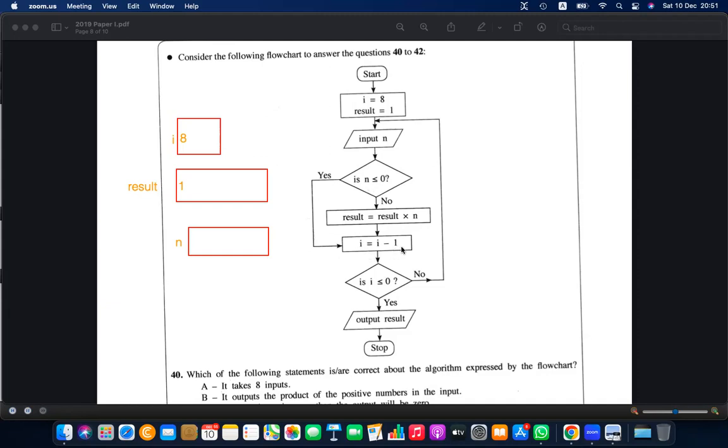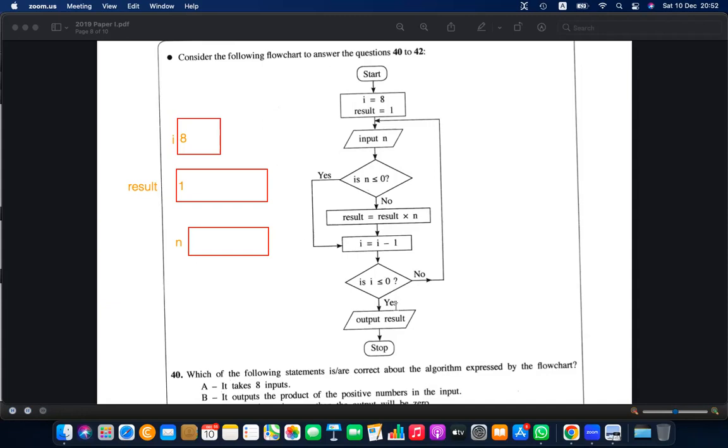And just deduct 1 from I, where I is 8. This is going to run until I is less than or equal to 0. When I becomes 0, it will stop. So starting from 8, then 8 minus 1 is 7, repeating again, 7 minus 1 is 6, and likewise repeating. And when I becomes 0, it stops.